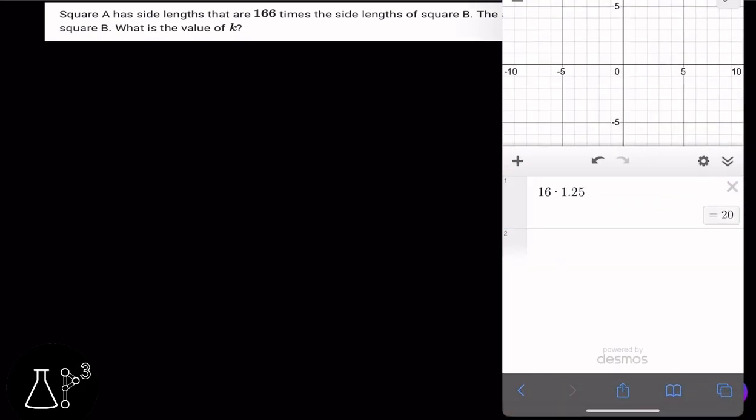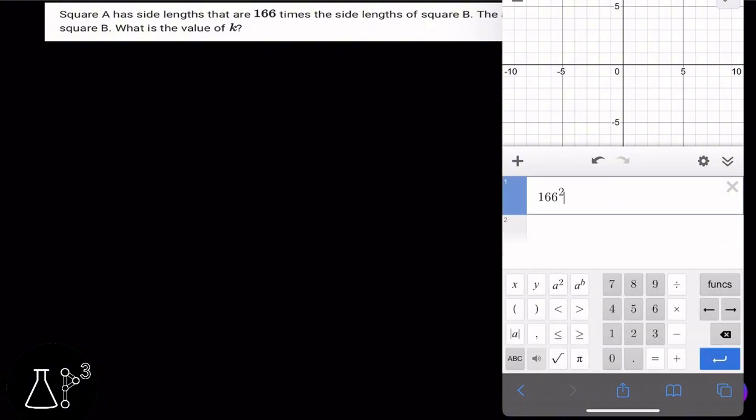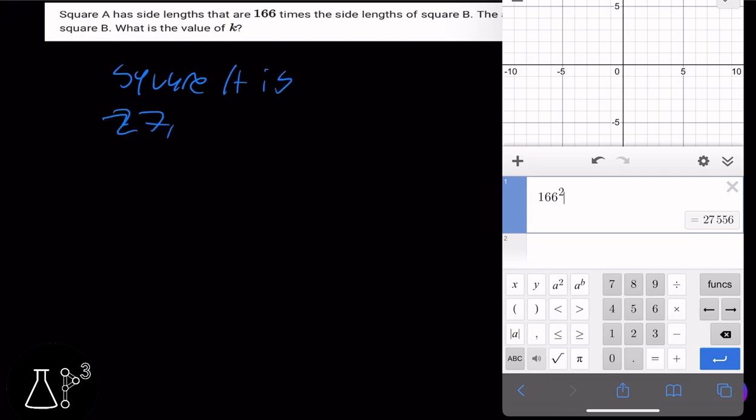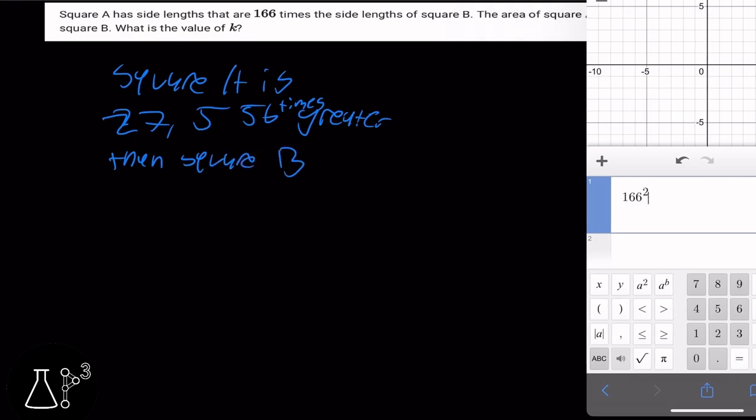So if I go to decimals and I plug in, let me refresh decimals. If I do 166 squared, I am going to get a huge number of 27,556. So square A is 27,556 times greater than square B. And that is our answer, the 27,556. But let's make sure that is our answer.